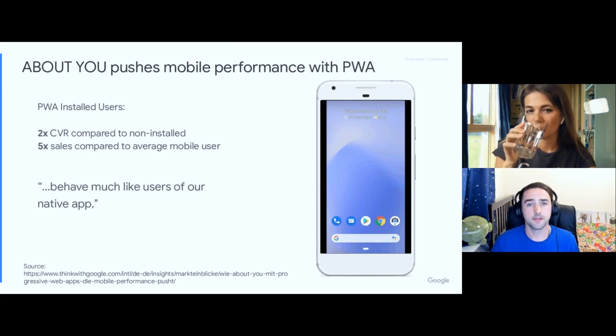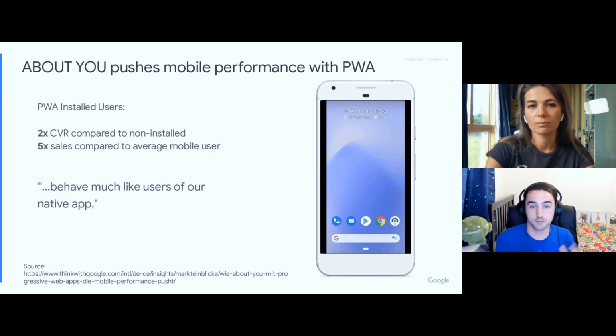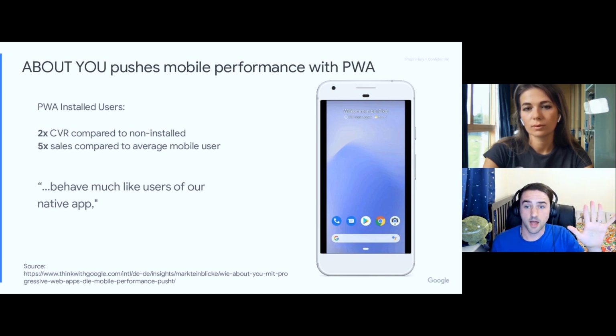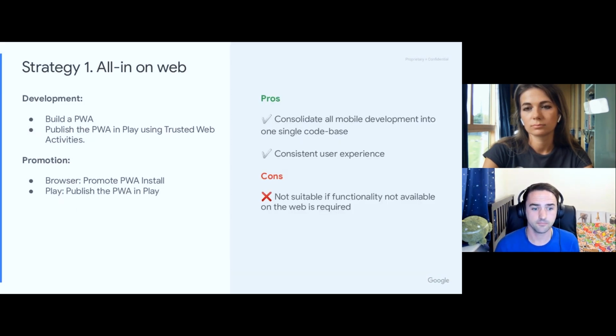Here's one example. The successful online fashion shop About You deployed a PWA and offered install from the browser, in addition to their native application, which was available in Play. And they found that users who installed the PWA generate sales 5 times higher than the average mobile user, and that they behave similar to users of their native application. So what I take from this is that installing an app, whether it's a PWA or a native app, is an app that generates business uplift. So maximizing the total installed user base just makes a lot of sense.